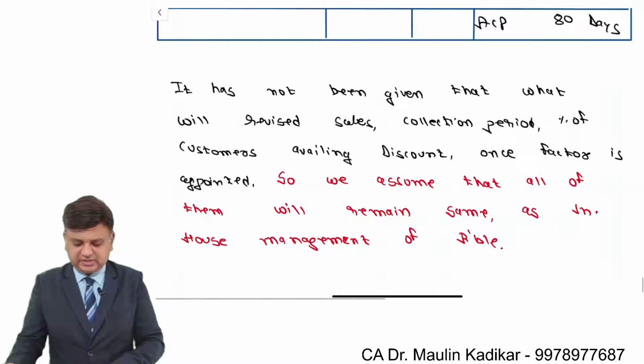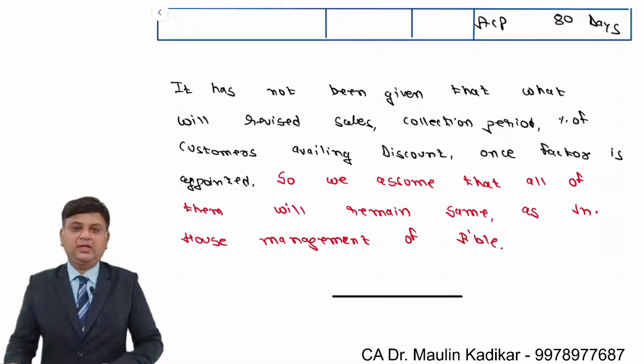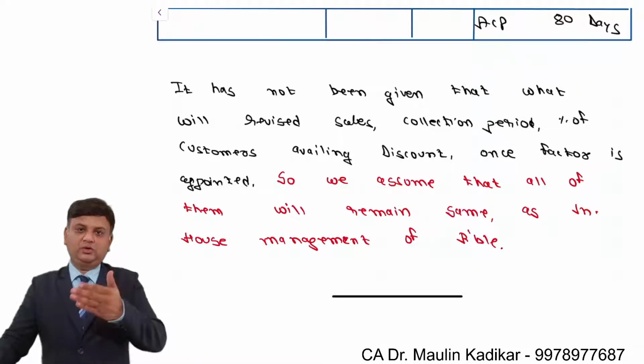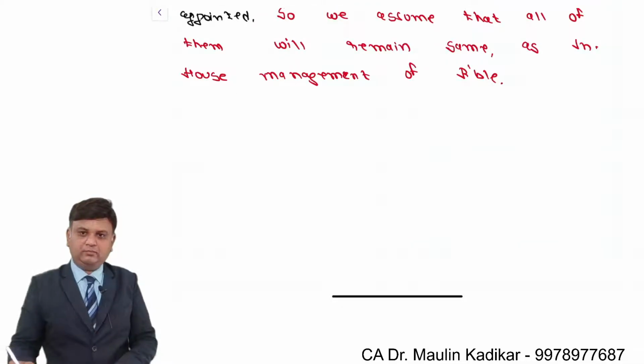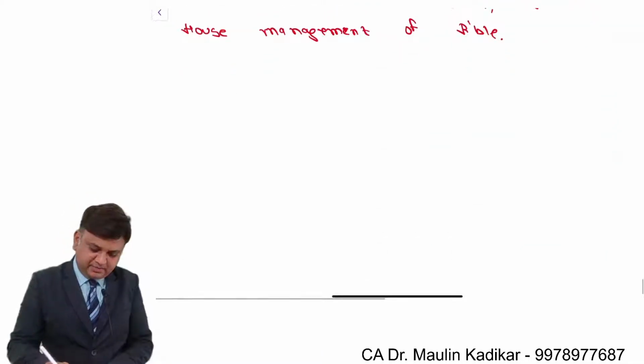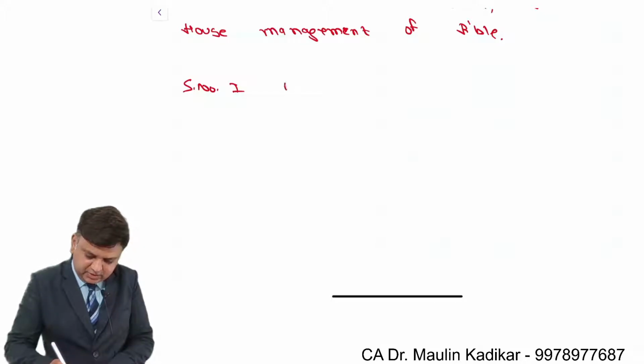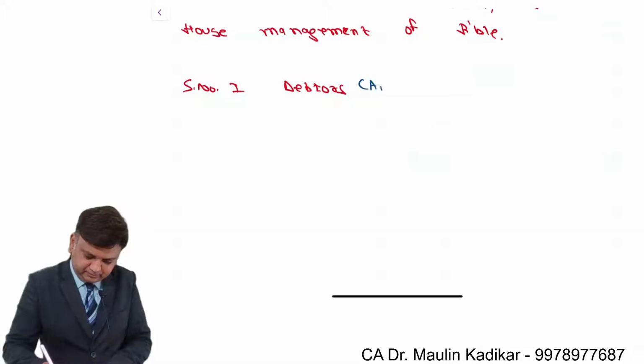This is what we understand. Now, I want you to make the calculation of the step number 1, debtors, and the loan amount on your own and put your answer in the chat box. So now step number 1, debtors. In bracket I am writing after appointment of factor.